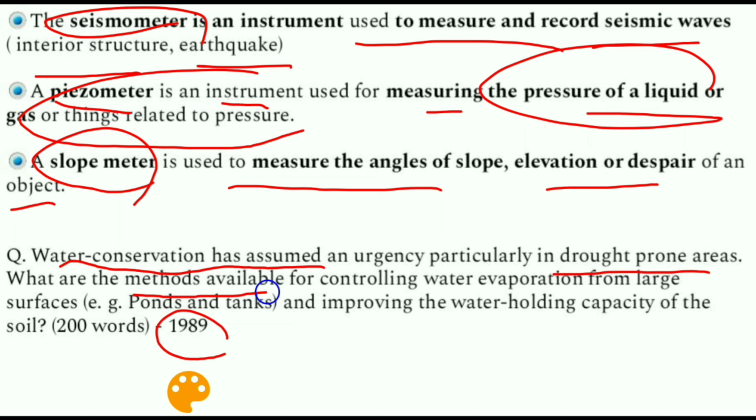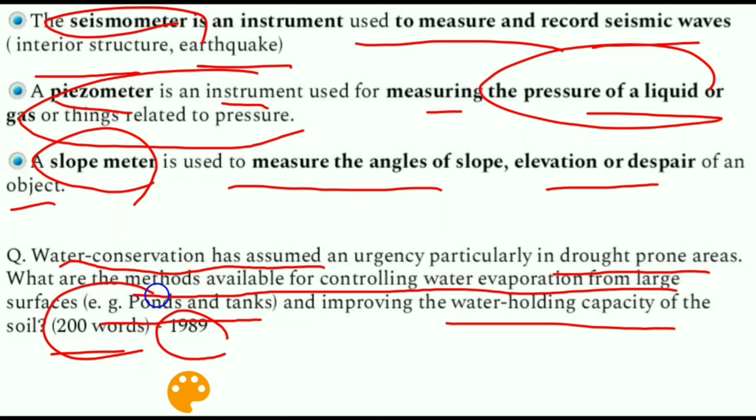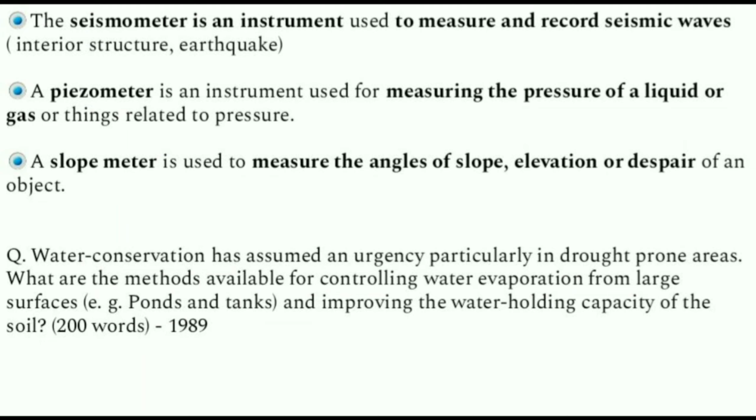What are the methods available for controlling water evaporation from large surfaces, for example ponds and tanks, and improving the water holding capacity of the soil? It was a 200 words question that was asked in 1989.